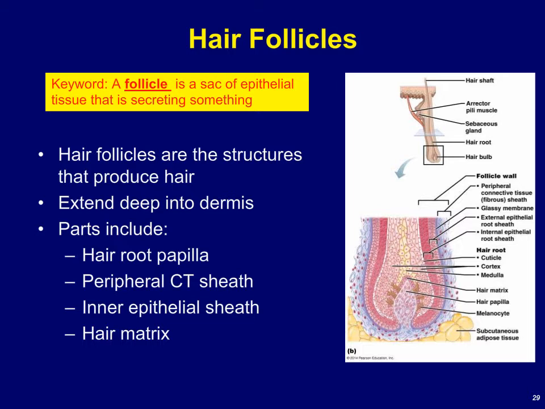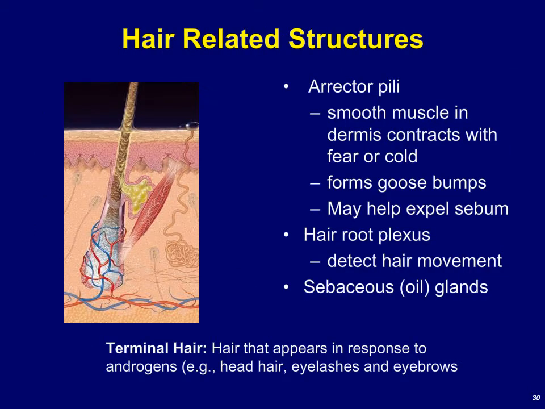And so hair follicles are the structures that produce hair, and they start out on the epidermis, but they extend very deep into the dermis by about 4 to 5 millimeters, so they can be quite deep. And the parts of the hair include the hair root papillae, and this is where the blood vessels are located and the most active cell division is going on. Now, on the outside of that, we have a peripheral connective tissue sheath, and beneath that, an inner epithelial sheath that makes up the walls of the hair follicle. And finally, we have something called the hair matrix, which again is actively dividing cells that are giving rise to this hair.